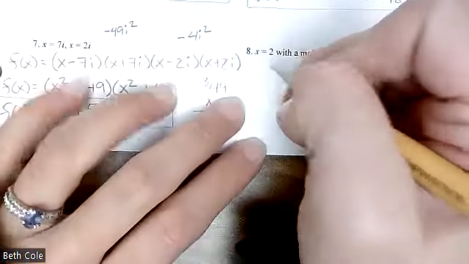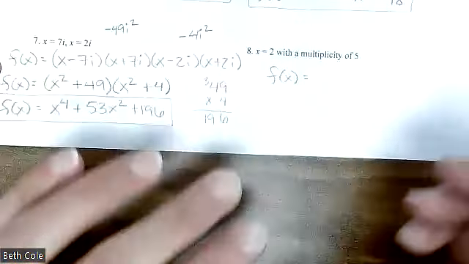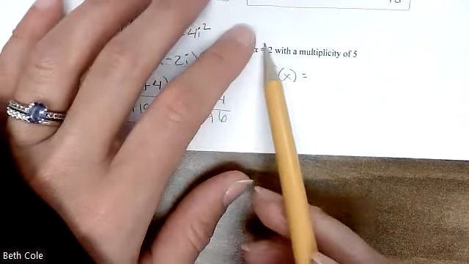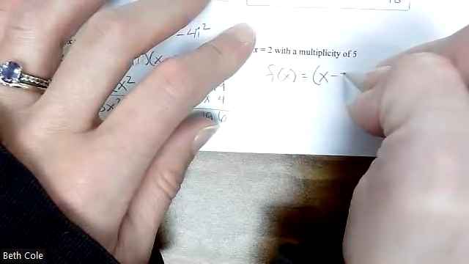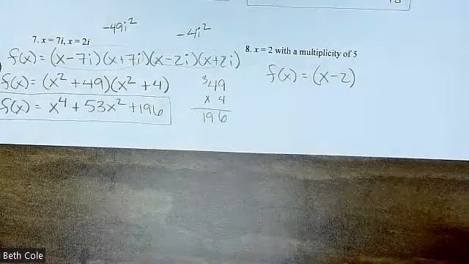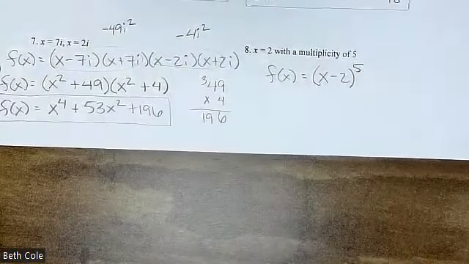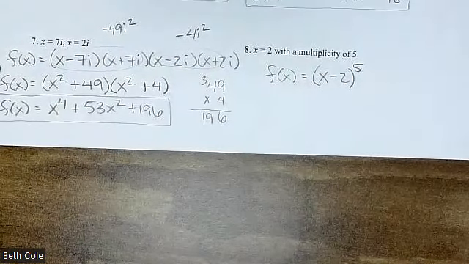Now, if you go to look at this one, you're going to put your f of x equals, 2 means your factor is going to be x minus 2, but it says with a multiplicity of 5. So it would be to the 5th. So hold on.